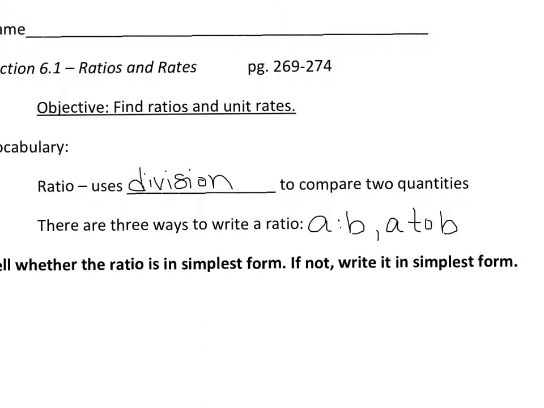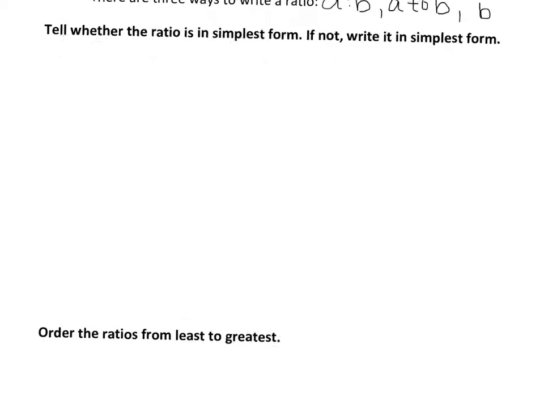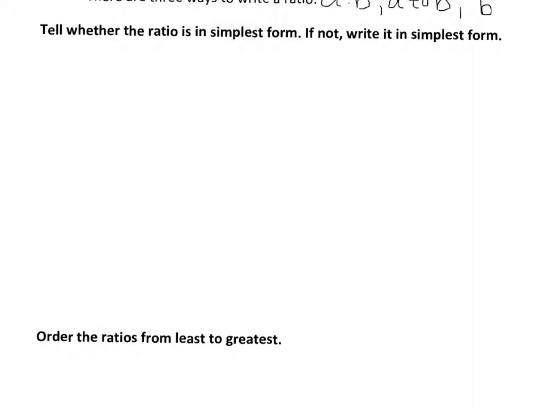And the last way, which is probably going to be the most handy way, is writing them as a fraction. So A over B. Because remember, just right up there, we said a ratio uses division to compare two quantities. And a fraction is just a fancy division problem. So I can write it as A over B. And we're going to use that last idea for most of what we're doing today.